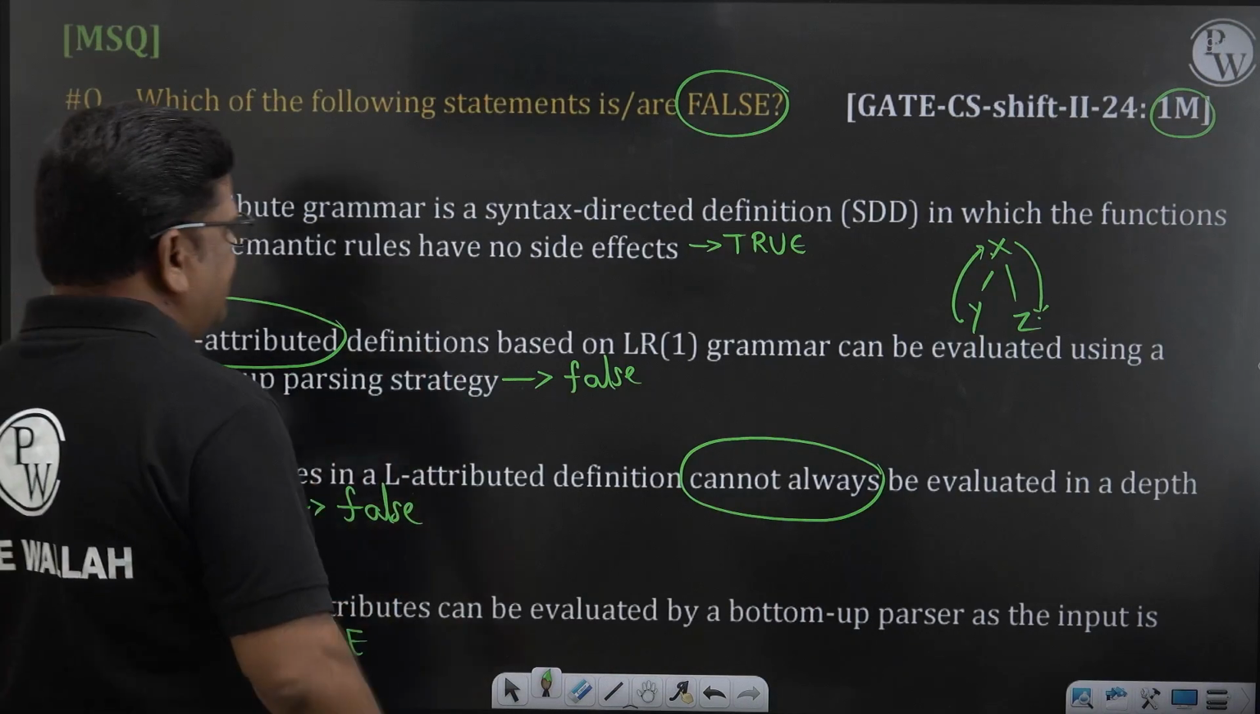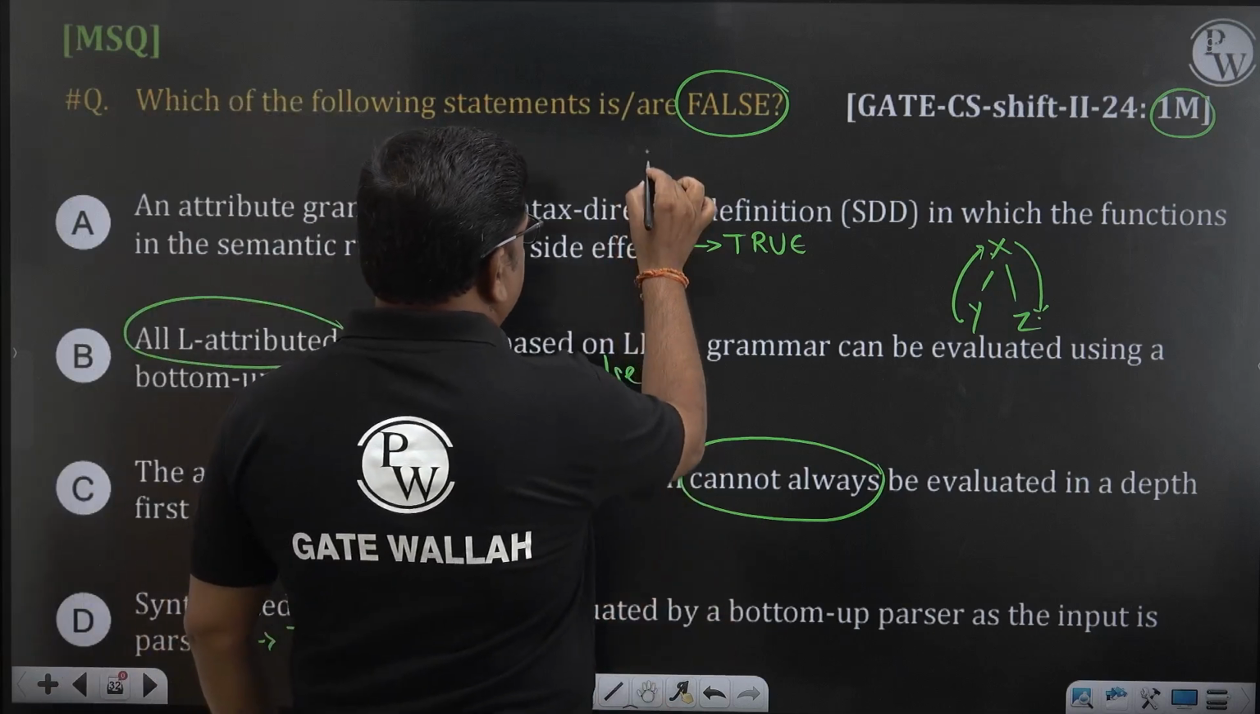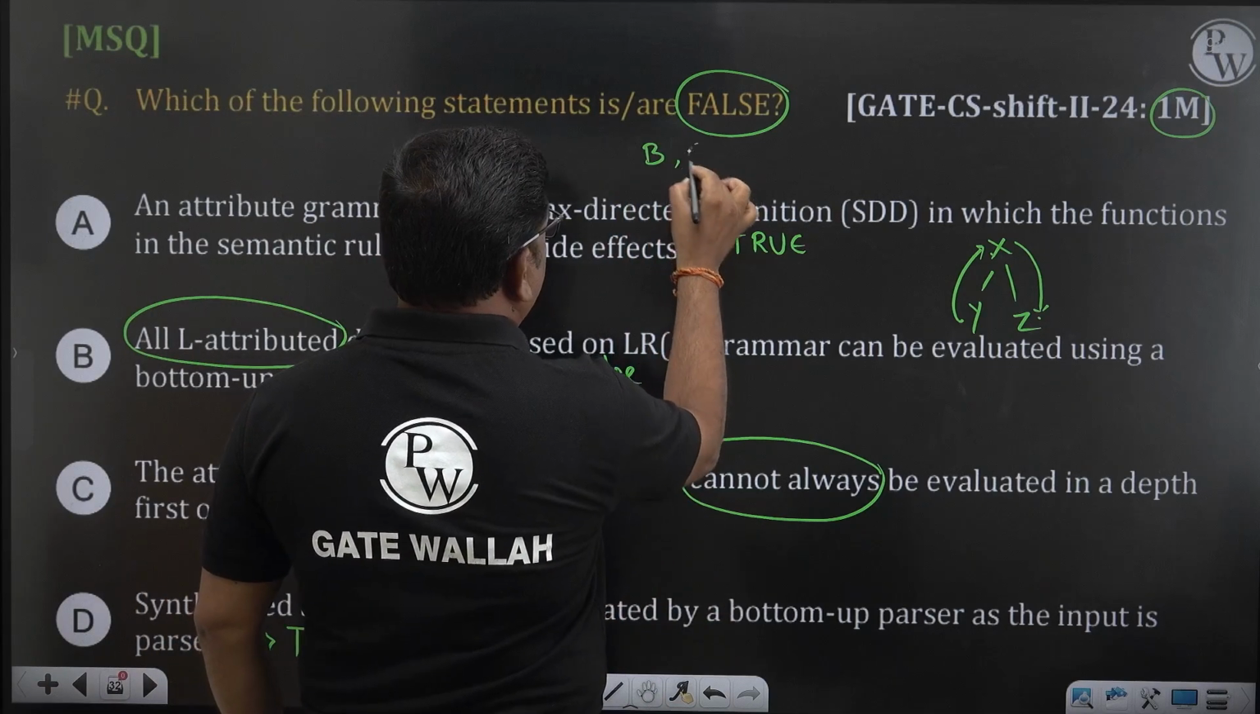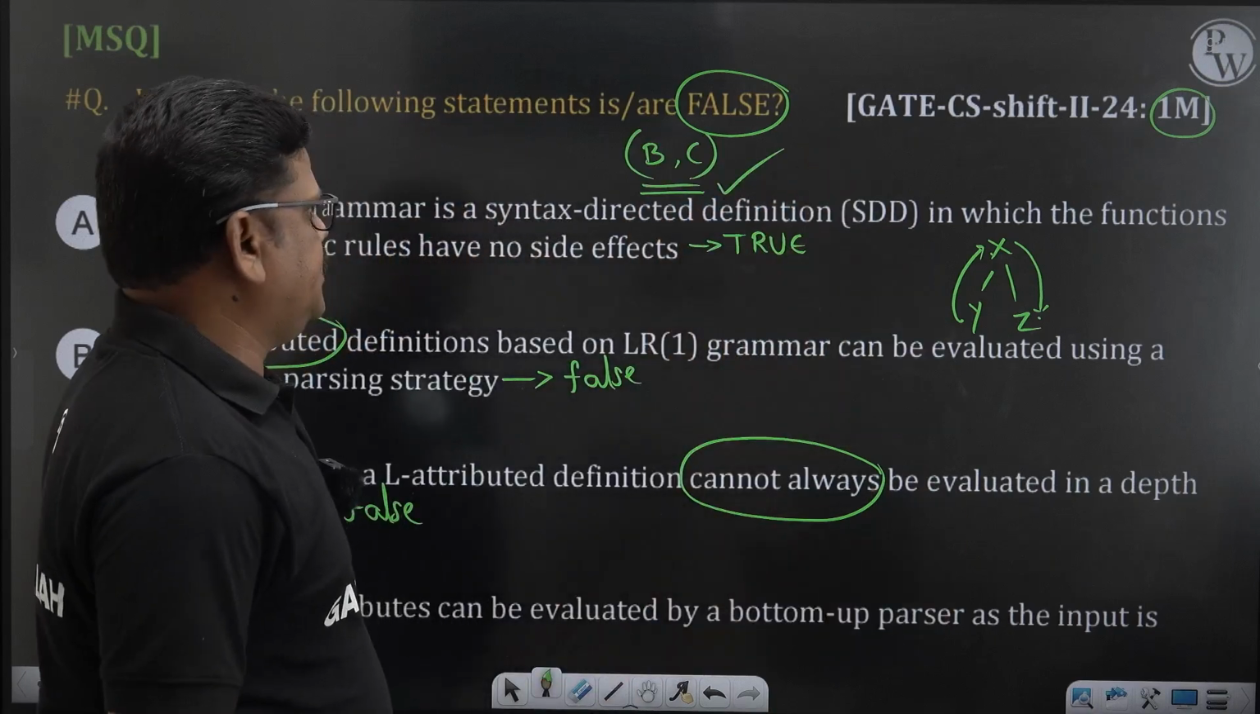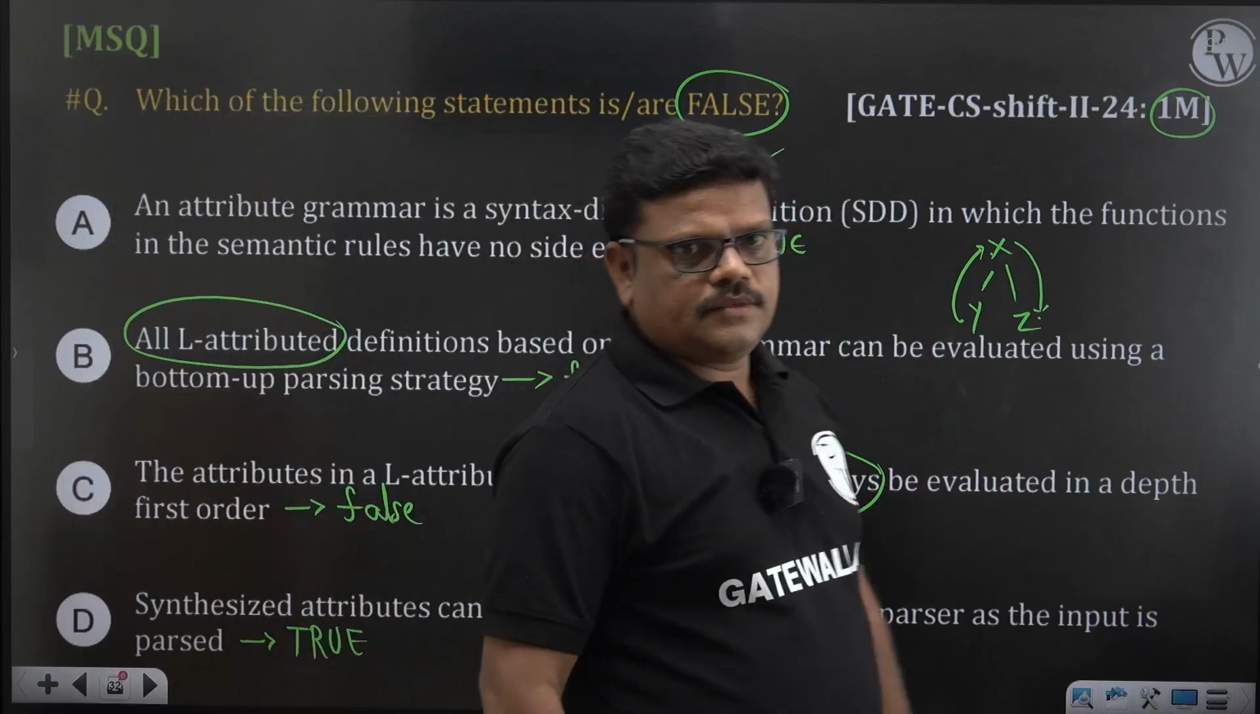So, both the B and C are false statements here. This is an MSQ, so more than one option can be correct. The answer for this is B and C. This is a 1 mark question.